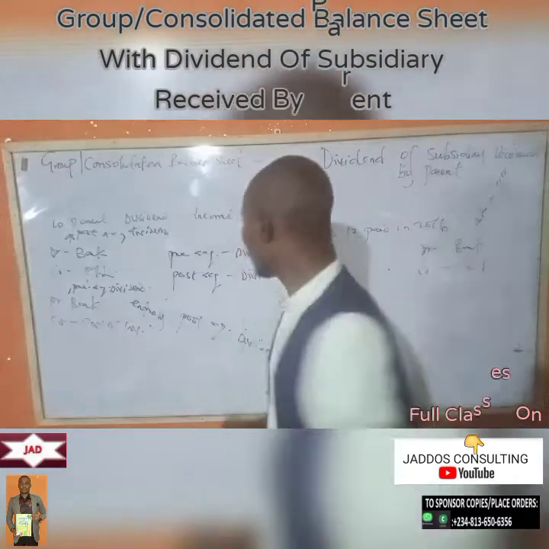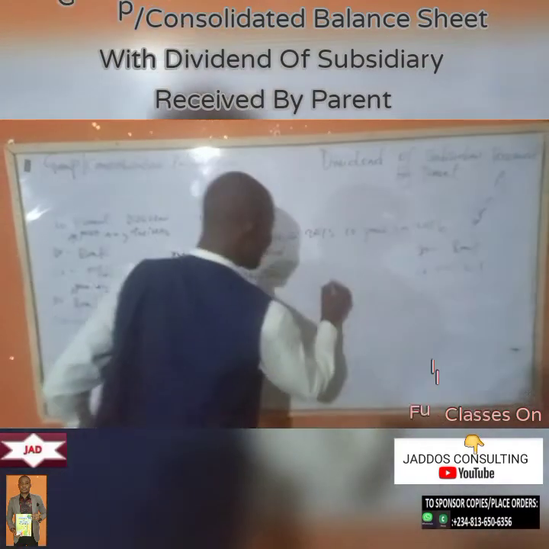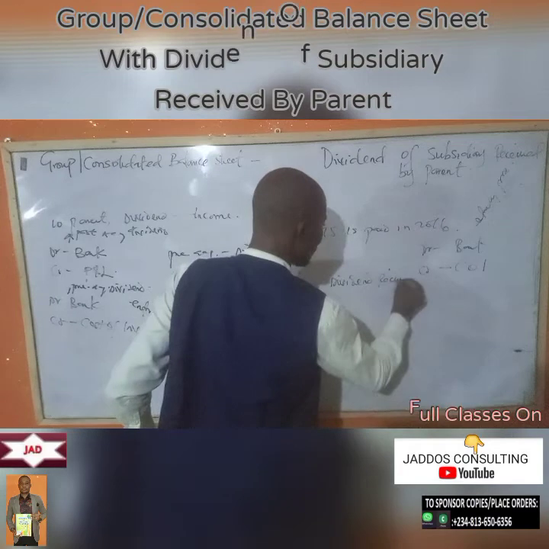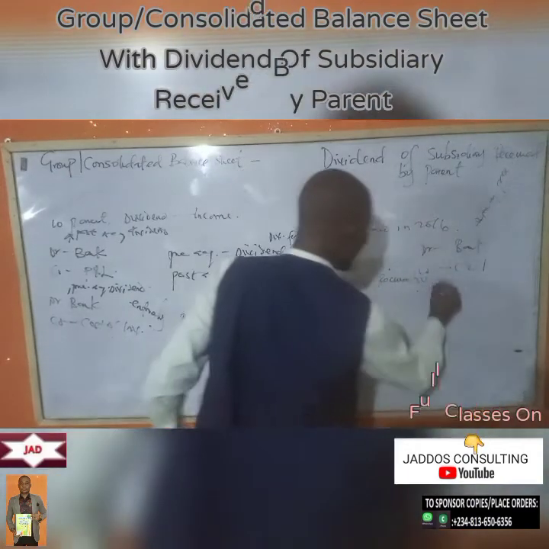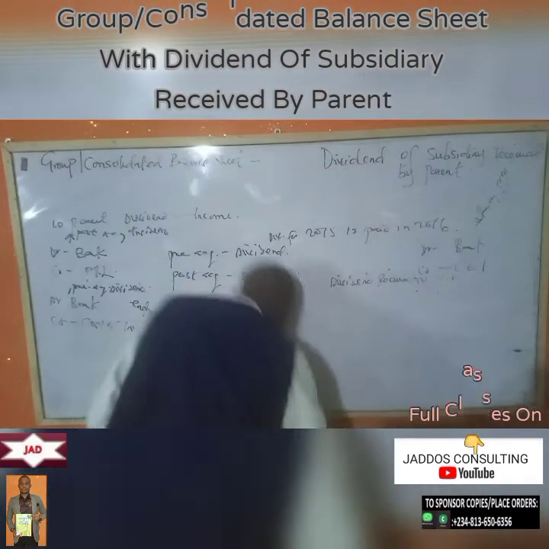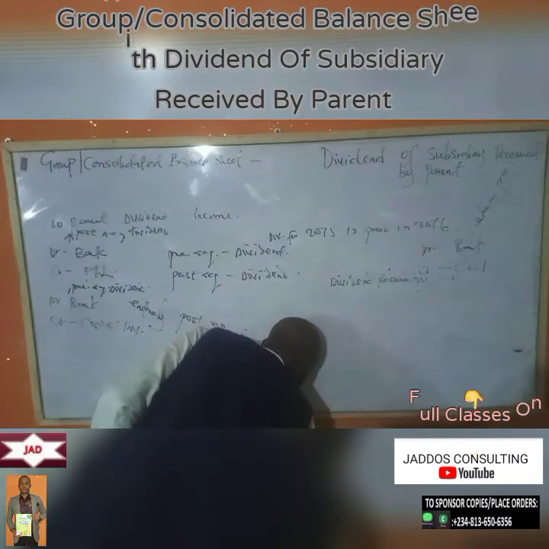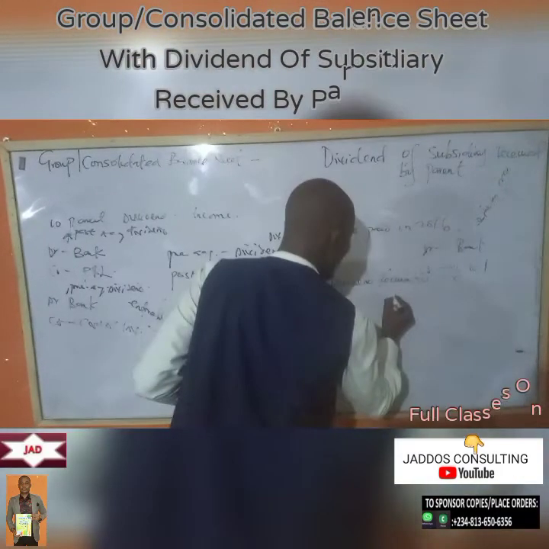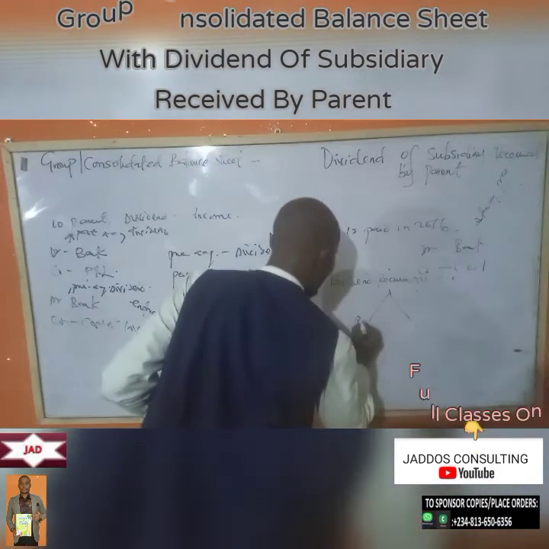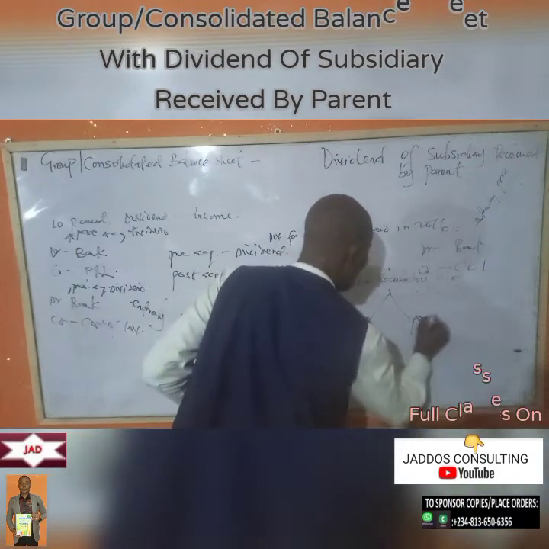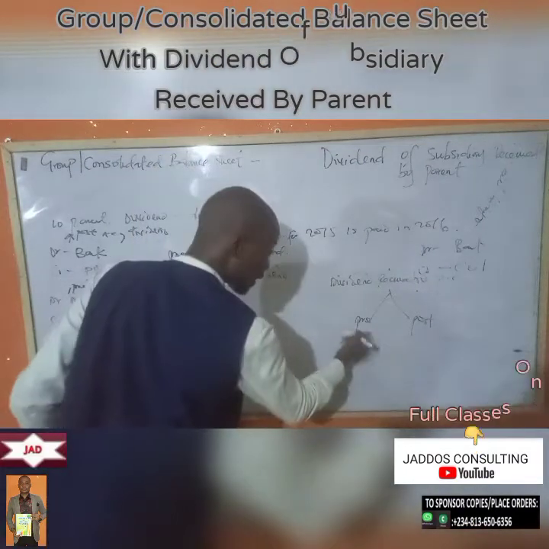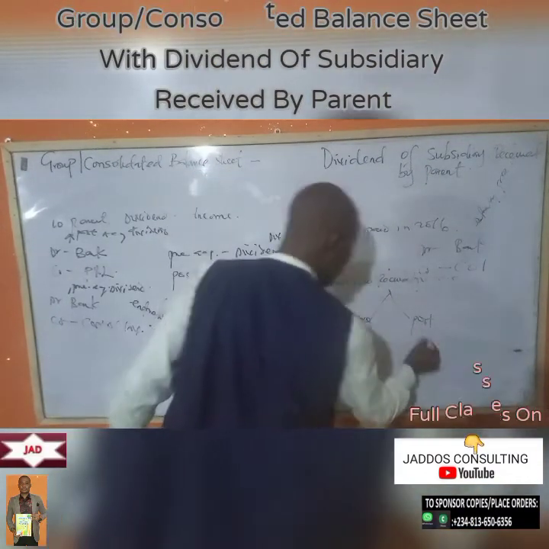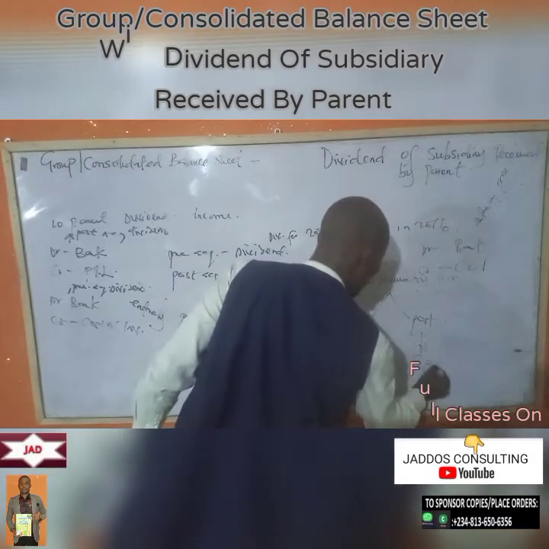So simply put, dividend received by the parent company, we expect it to be pre and post. Pre here goes to cost of investment. Post goes to consolidated profit and loss.